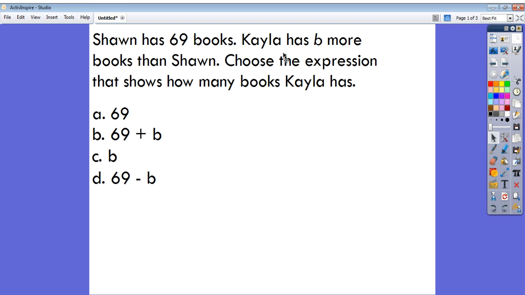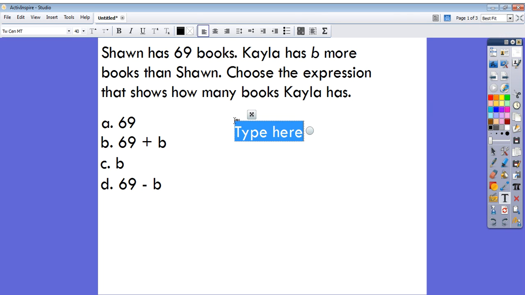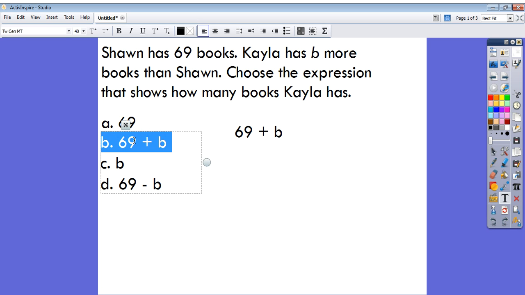I know that Kayla has more books than Sean. She has some amount more. If I said Sean has 69 books, Kayla has 10 more books than Sean, that would be really easy to figure out how many Kayla has, because you would be like, well, Sean has 69, Kayla has 10 more, that means I would add 10. But in this case, we don't know how many more Kayla has, so we're just representing that with B. So the correct answer here would be B, because it's representing some amount being added to 69.